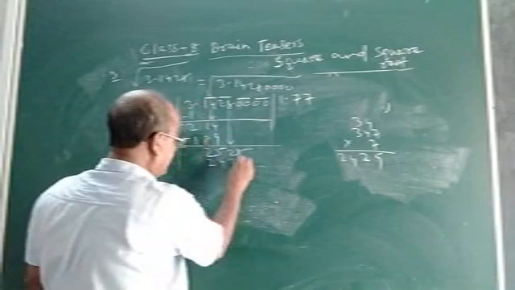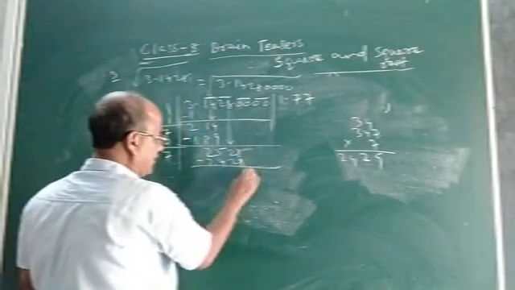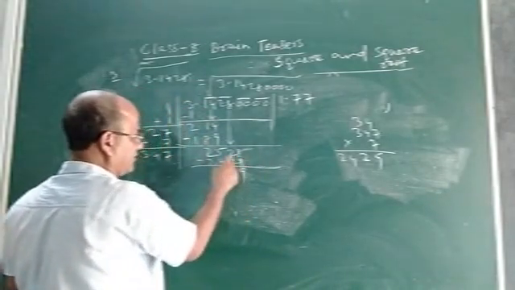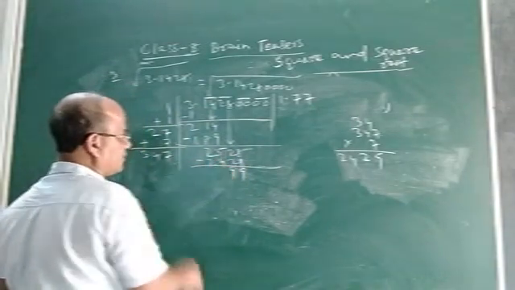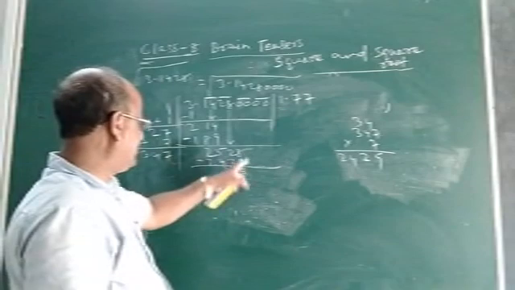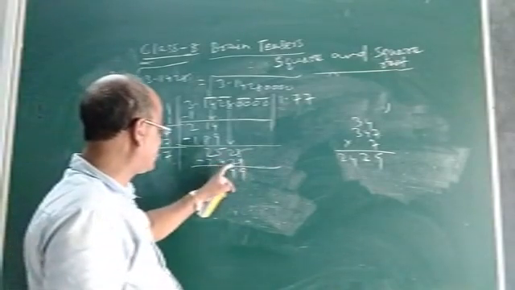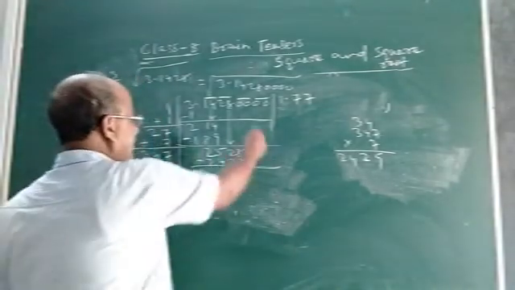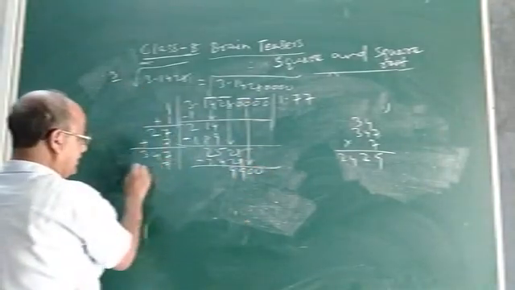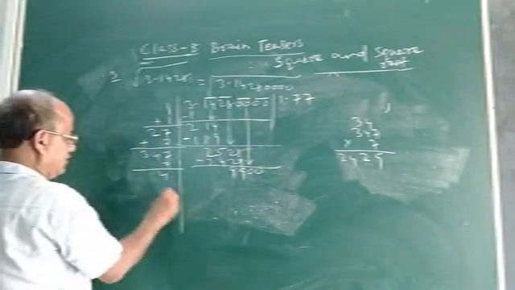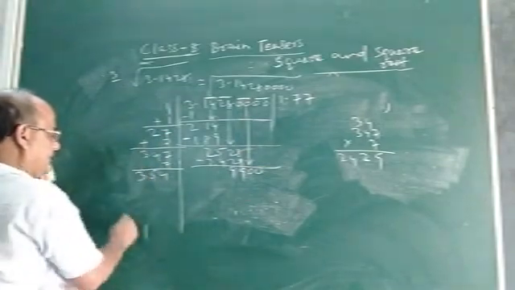Subtract. 18 minus 9 is 9. 11 minus 2 is 9. 4 minus 4 is 0. So it is 99. Okay. Now you bring this period 00. Then you add here. It will be 14, 5, 354.